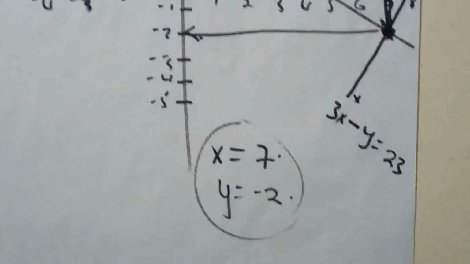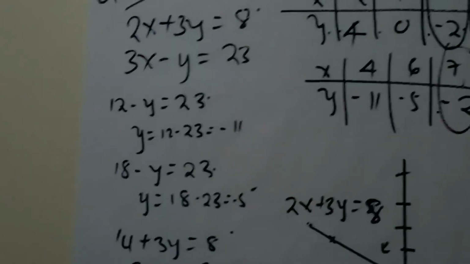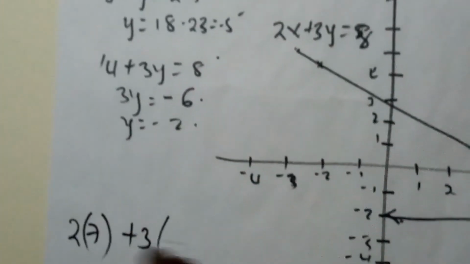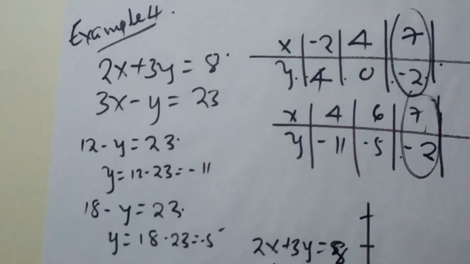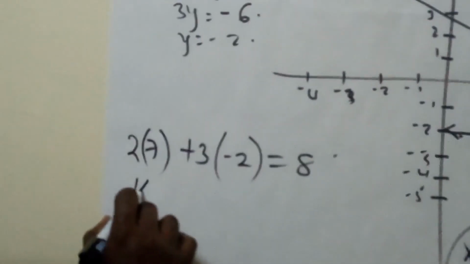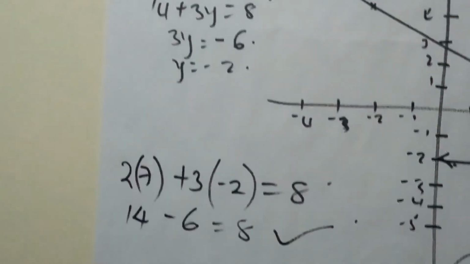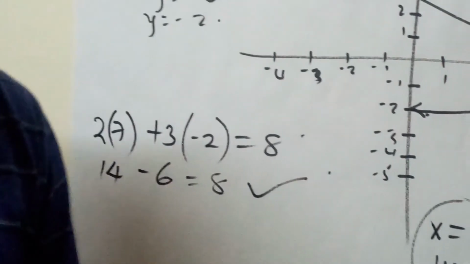If you want to verify this, then you can substitute any of them in any of the equations. Let's say 2x, with x is 7, plus 3y, with y is minus 2, is equal to 8. If this is true, then we're going to have 14 minus 6 is equal to 8. And true to it, we have our values of x and y.